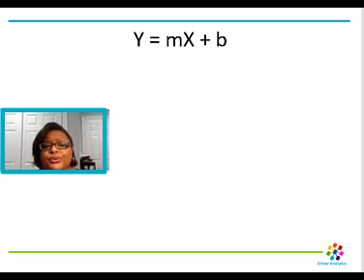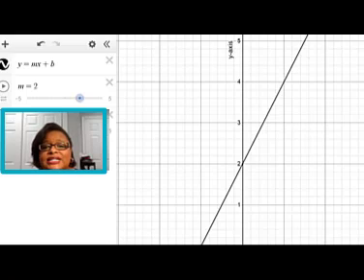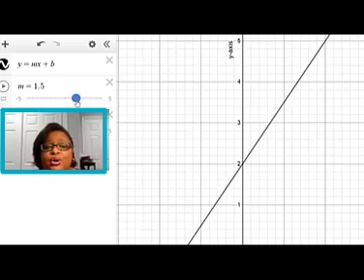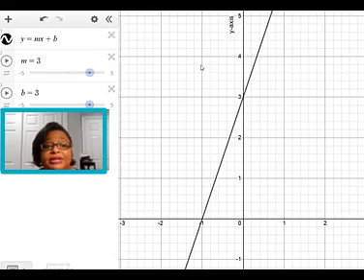It is time to make sure we know the vocabulary. M stands for the slope of a line. Remember, we saw as we changed m on the slider in Desmos, the slope change. B moves the line up or down on the y-axis. This is called the intercept, more specifically, the Y-intercept. To intercept something means to cross it. Where the line crosses is called the Y-intercept, and it crosses at b.